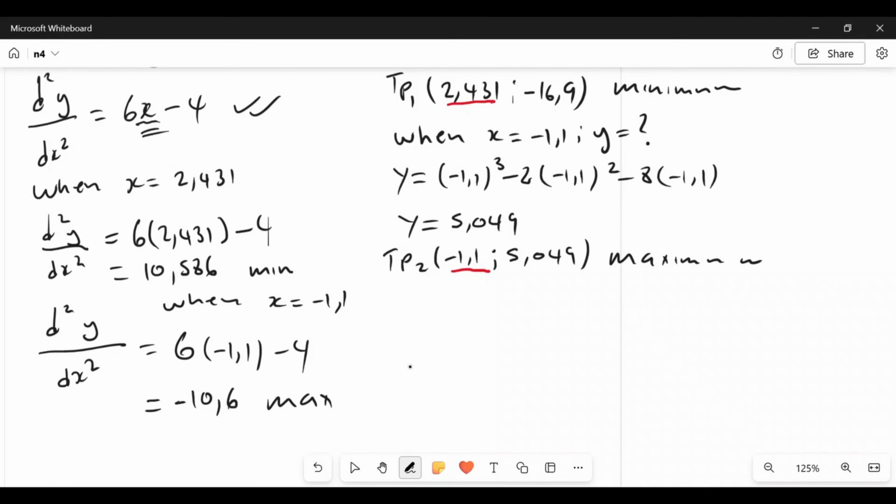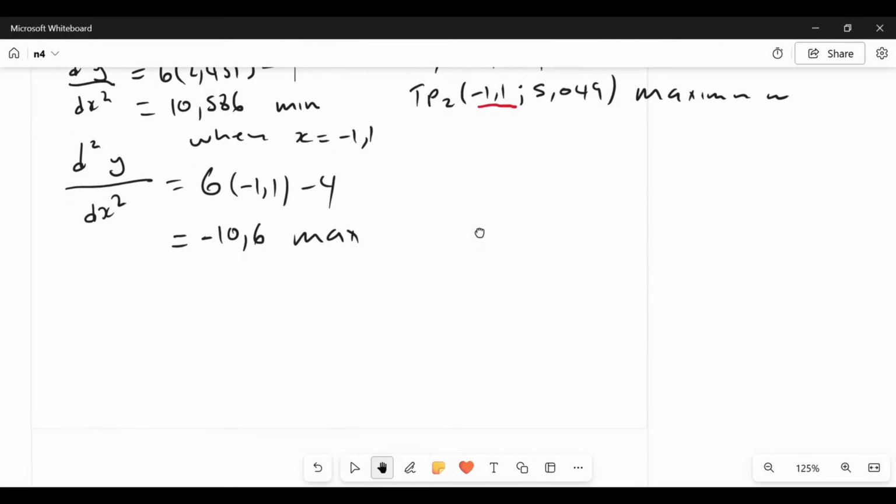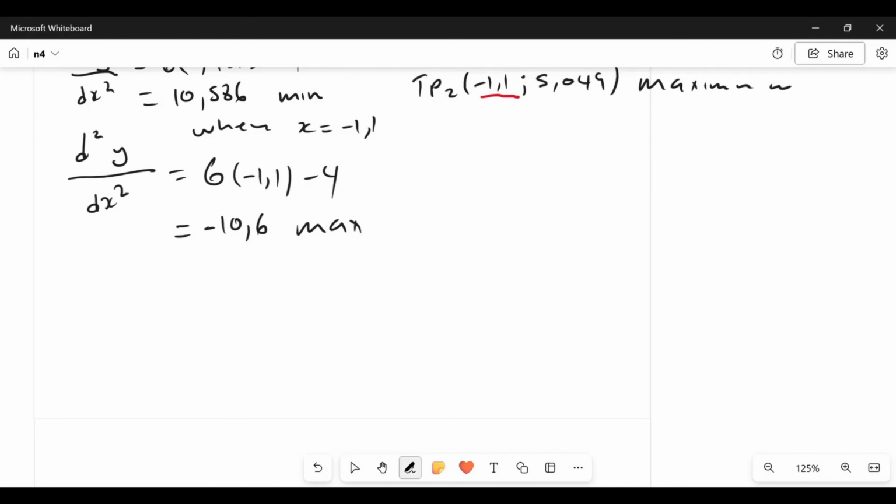Now we have the last question, which asks us to find the point of inflection. So let's find the point of inflection. Now, let me create a bit of space here so that you can find the point of inflection. Guys, when you find the point of inflection, your second derivative must be equal to 0.